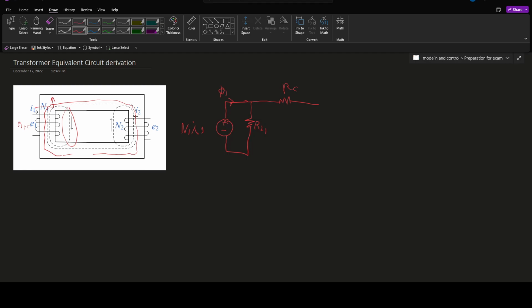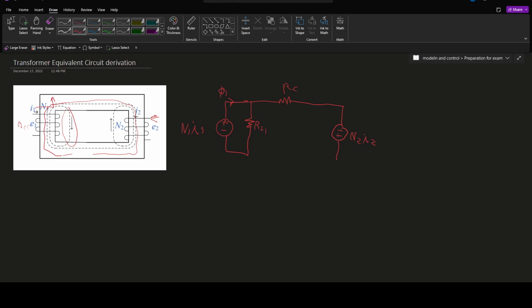Now we have another source. Sorry about that. We're going to have another source here, that is this one, N2 times I2. I already drew the polarity, but okay, the polarity is wrong, because now the current is going this way. If we do the right hand rule, we get that this is the polarity. Okay, so we have N2 I2.